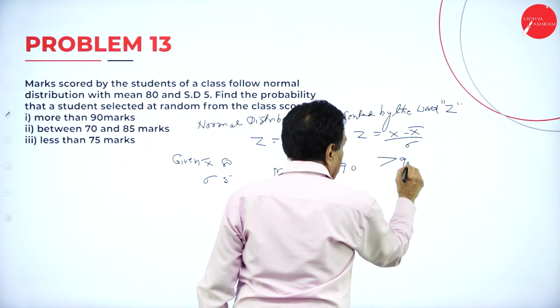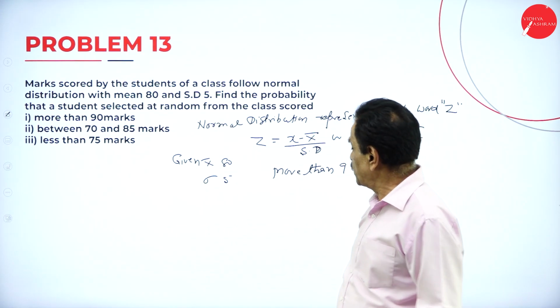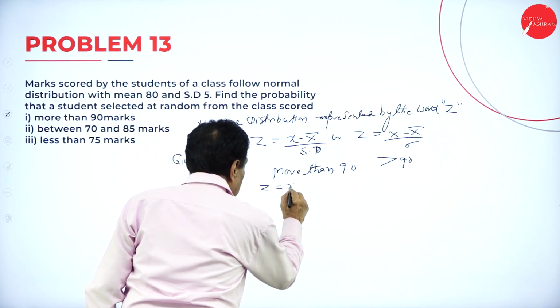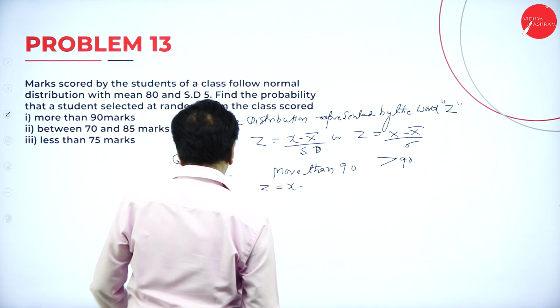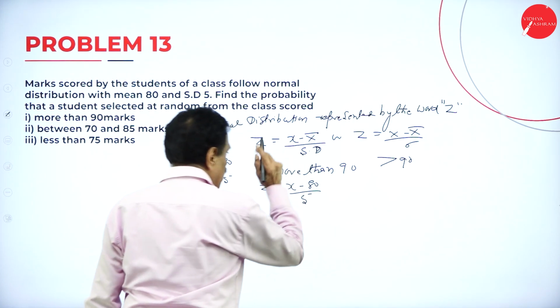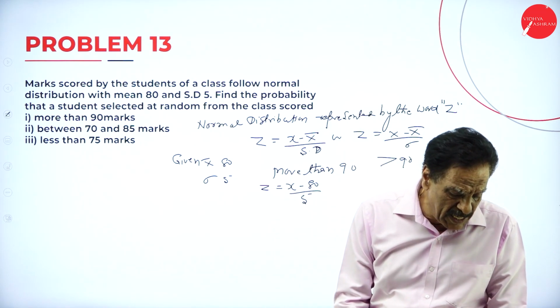This they have given. This you have to understand. What are the points to be given? First you write the formula. Z is equal to x minus mean, divided by 5. Whatever they have given should be written here: x minus 80 divided by 5.